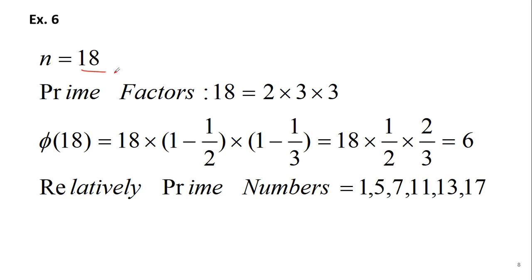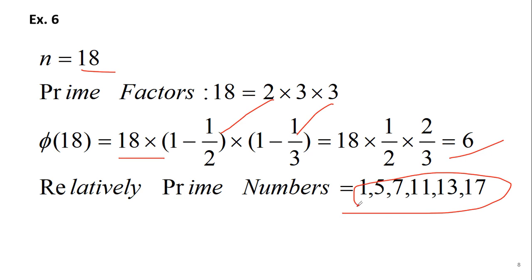Next, n equal to 18. The prime factors are basically 2 and 3. After the calculation we get 6. So all these 6 numbers are relatively prime with respect to 18.